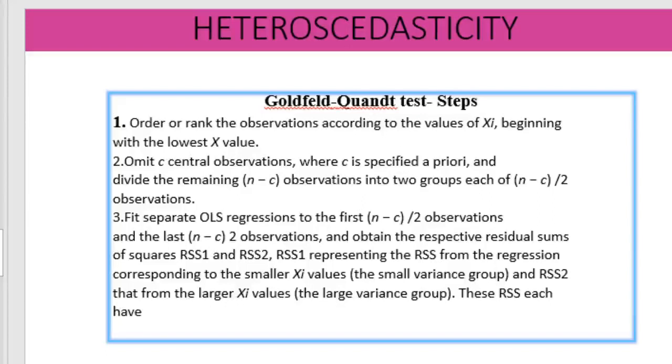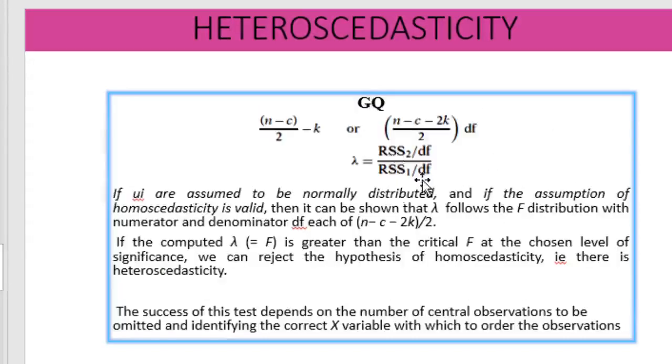Then do the Euler's regression on these two separate groups and obtain the residual sums of squares RSS1 and RSS2. RSS1 represents the RSS from the regression corresponding to the smaller xi values. That is, we rank with the lowest value at the beginning and the highest value toward the end, in the second portion. RSS2 is from the larger xi values. These RSS each have their own degrees of freedom, and lambda is equal to RSS2 by its degrees of freedom divided by RSS1 by its degrees of freedom.